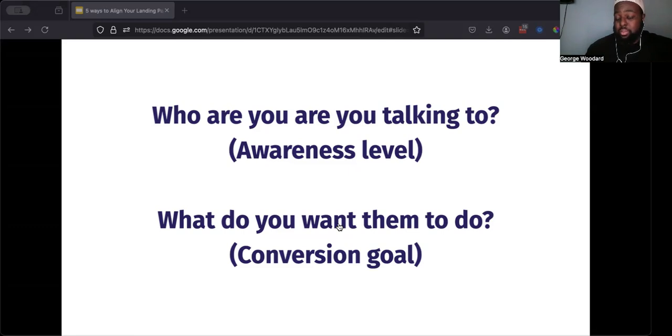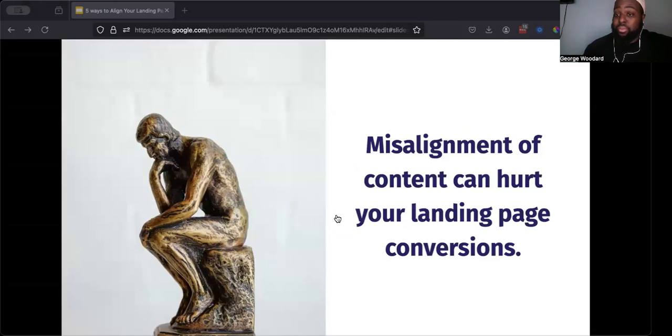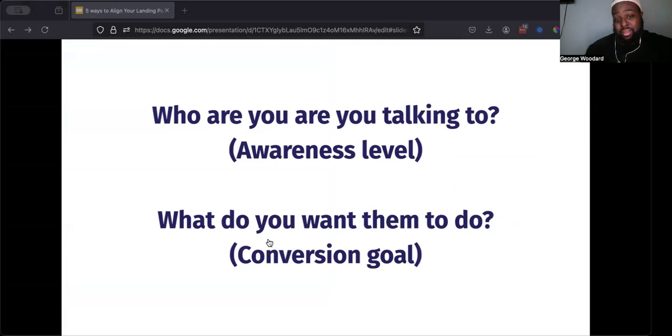I apologize, I spelled the first one wrong. It's supposed to be who are you talking to? And one rule of thought: misalignment of your content can hurt your landing page conversions. That's a real time example right there, going back to this slide.